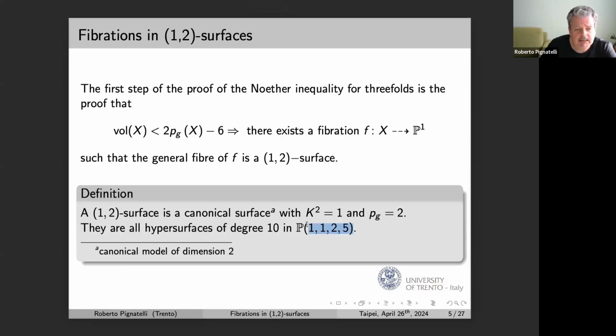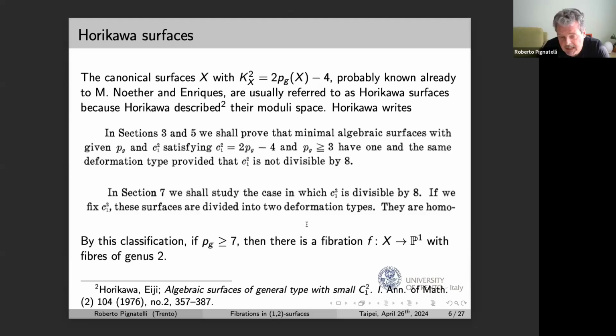So when I saw this in the talk by Meng Chen, I got thinking about what I knew about the Horikawa surfaces. Because one of the papers I studied, the first paper I think I studied when I was a PhD student, were these very famous milestone papers written by Horikawa in the 70s, which are about moduli spaces of surfaces of general type.